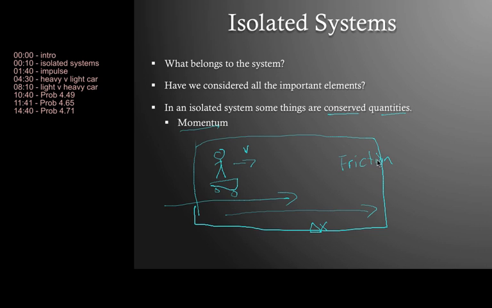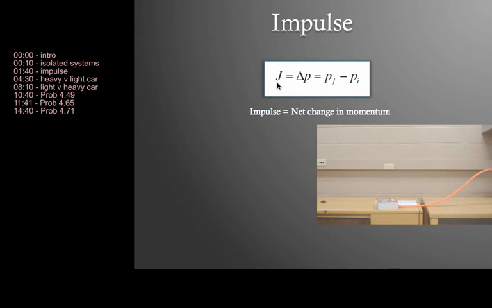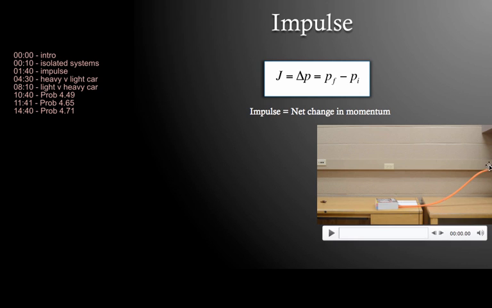So we're going to consider a few more systems. We're going to point out what is this isolated system, and then talk about how momentum is conserved in these situations. All right, so the next thing I'd like to talk about is impulse, which is denoted by the letter J, and impulse is just the change in momentum, so the final momentum minus the initial momentum. So let's take a look at this video and then talk about how the Hot Wheels momentum changes.